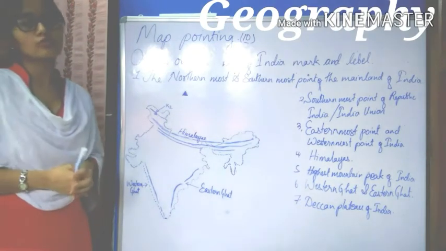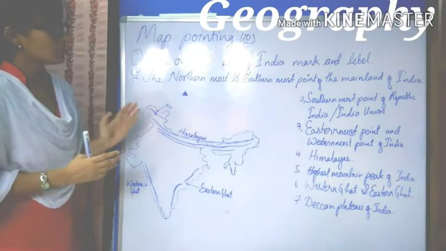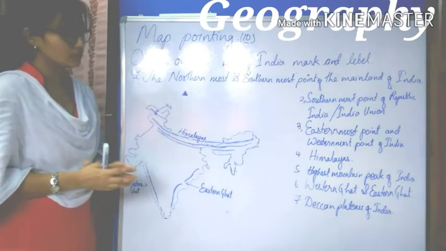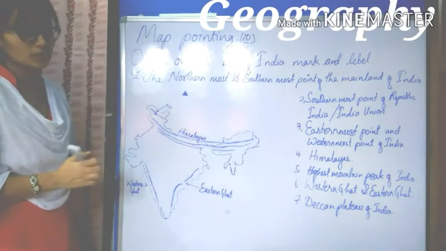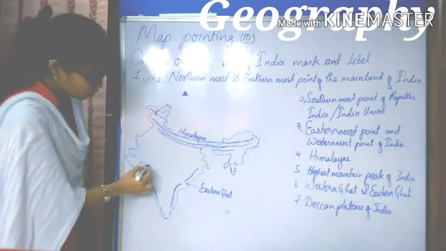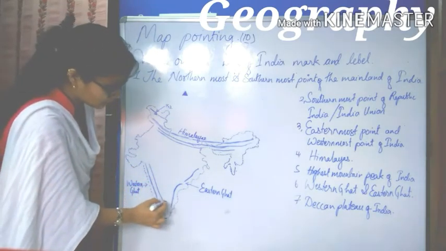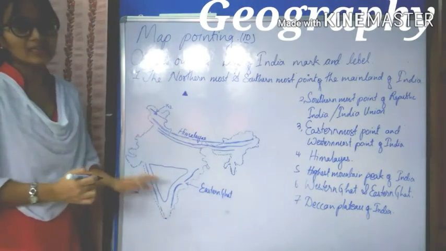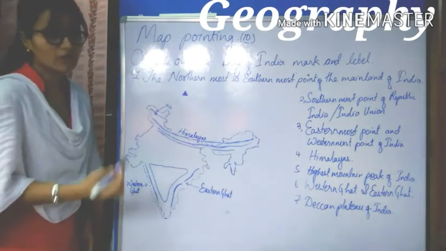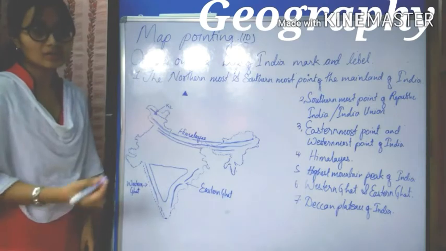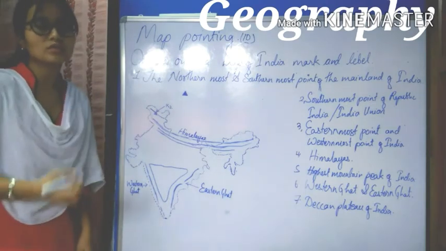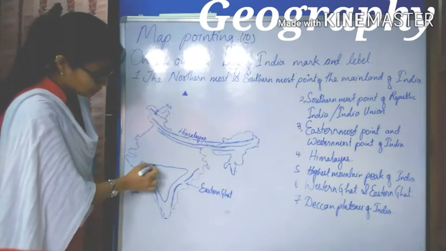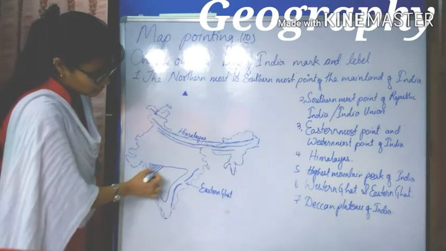Now let us move on to the 7th question. On the outline map of India, mark and label the Deccan Plateau of India. So the Deccan Plateau of India lies at the southern part of India. Now how to mark this region? You can use any kind of shading. I am using this.